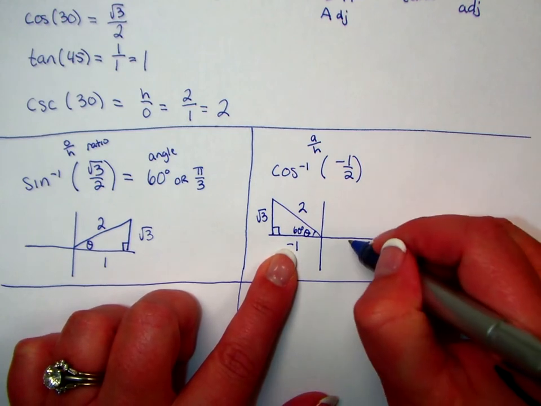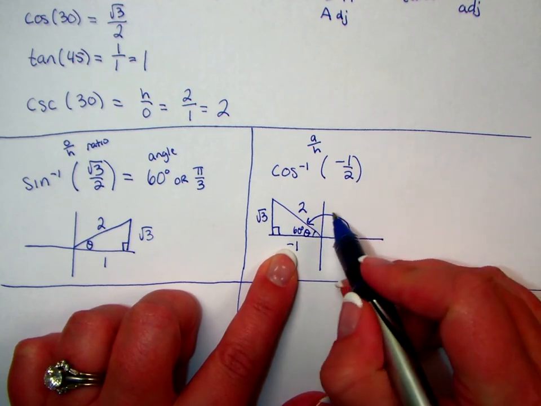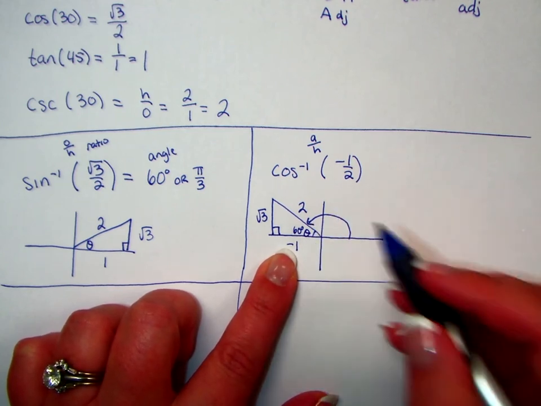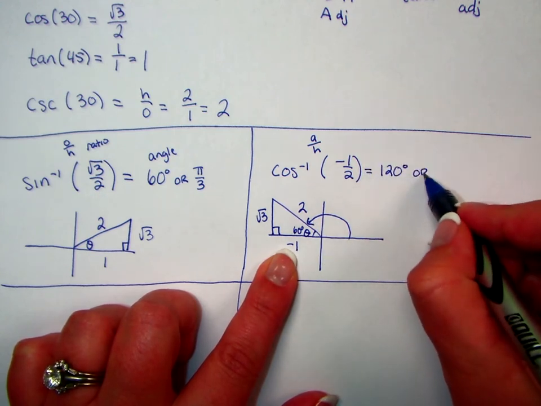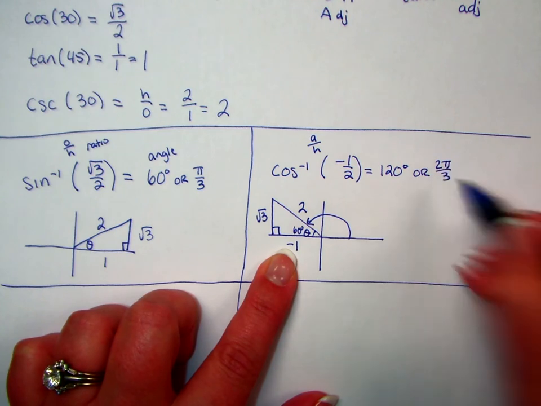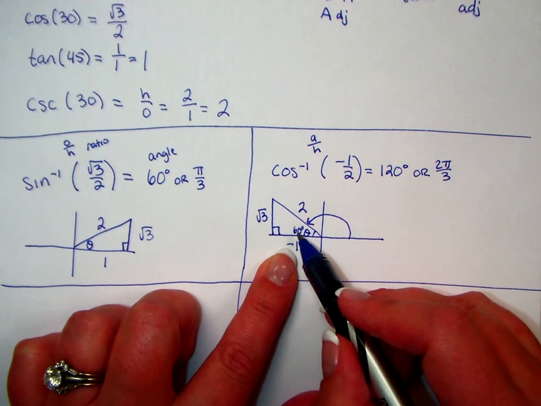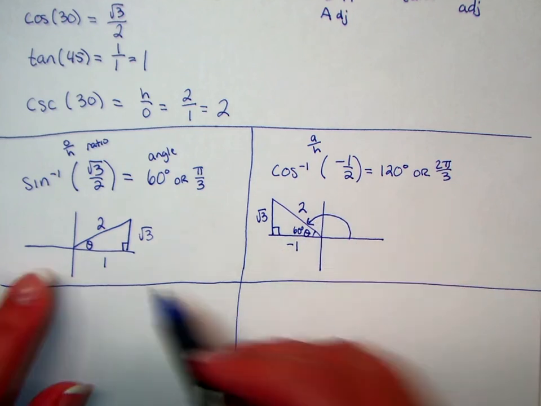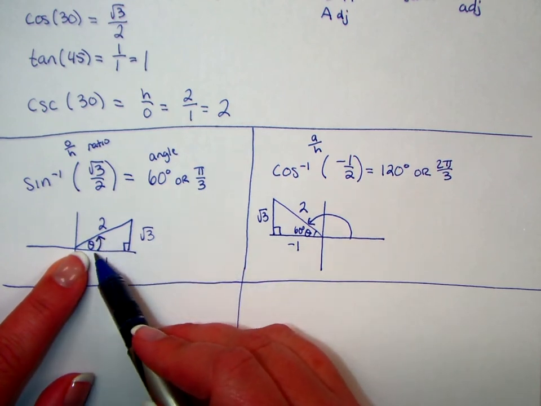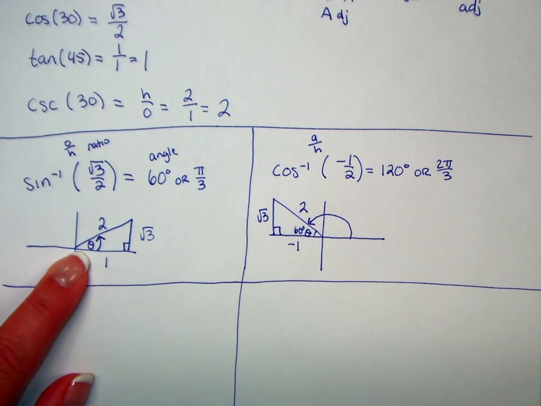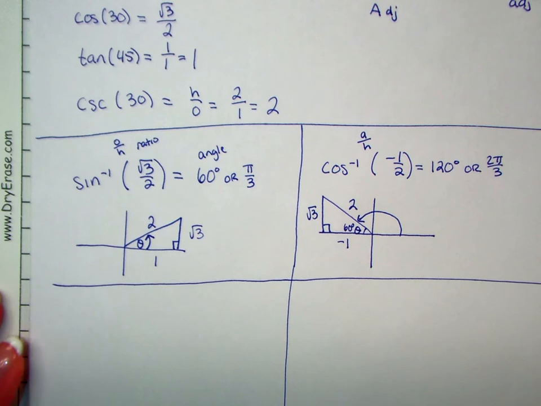The answer is when rotated from 0. So if I were to start at 0 and rotate over to the hypotenuse, that would be 120 degrees, or 2 pi over 3 in radian measure. So make sure that the reference angle is not always the answer. It's when rotated from 0. This reference angle was the same, right? When rotated from 0 is the same as 60 degrees, the same as the reference angle. But it's not the case here for the cosine. So let's do another one.